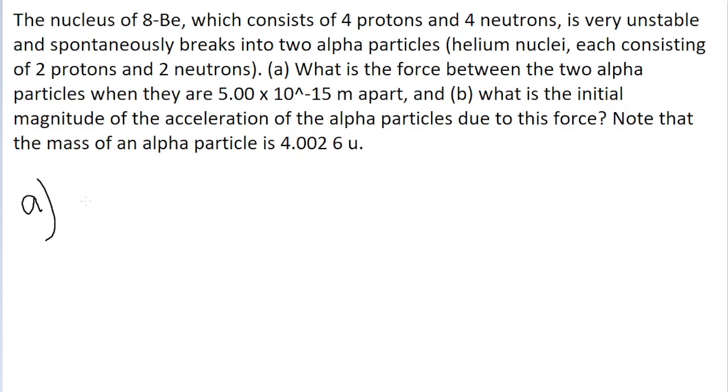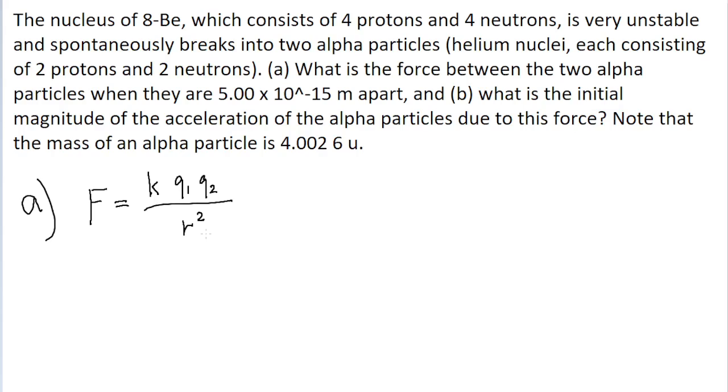The first part of this problem is asking for the force between the two alpha particles when they are at a given distance apart. Now recall that from Coulomb's law, we can find the electrostatic force between two electrically charged particles by taking the Coulomb constant K, multiplying it by the magnitude of the charges of the two charged particles, and then dividing by the square of the distance between them.